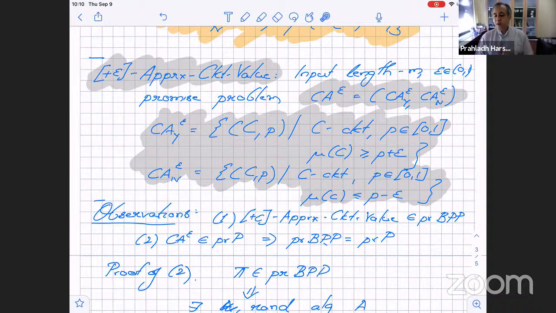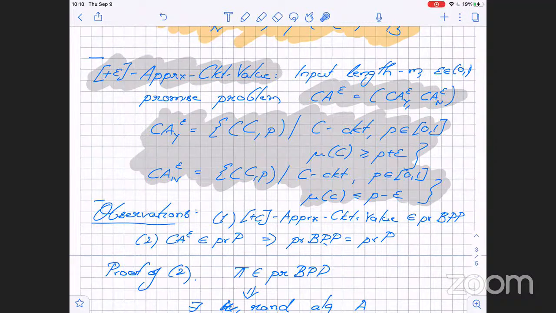If it outputs 1, I'm going to say yes. If it outputs 0, I'm going to say no. Now, what's the probability that this circuit is outputting yes? It's P plus epsilon in the yes case. And what's the probability that it's outputting yes in the no case? It's at most P minus epsilon. Is that clear?